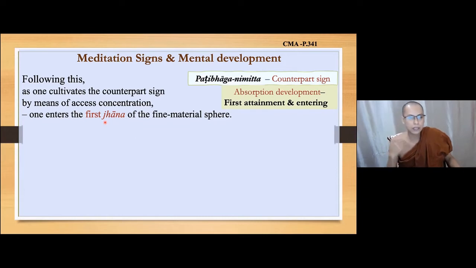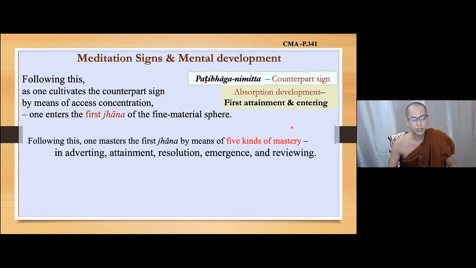And it also continues to the interim. As I mentioned, the first time, the absorption moment is only once, then it disappears and the bhavanga consciousness arises. After that, if the meditator continues his practice on the counterpart sign and again enters the jhana, that is called the interim. So the absorption development covers the first attainment and also the interim process. That is called the absorption development. In this way, we understand the three stages and three signs.